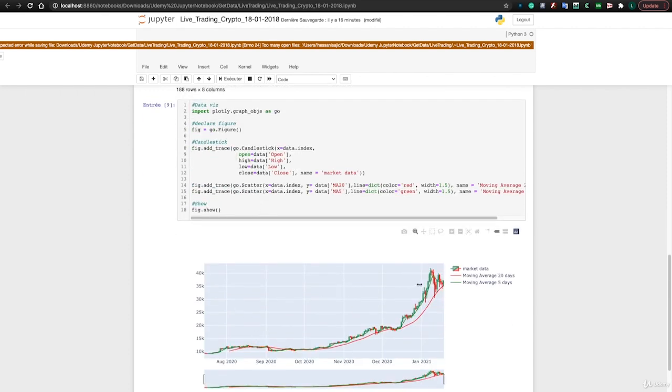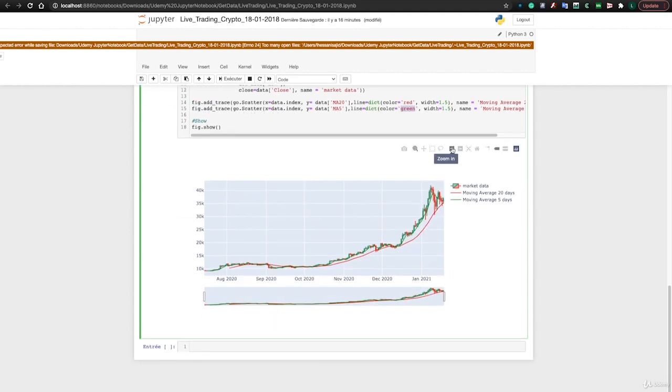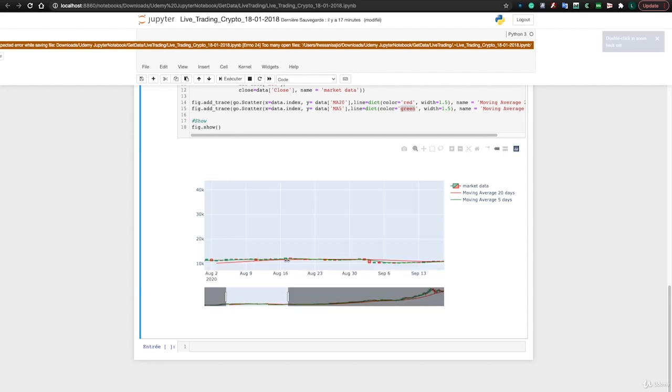Okay, great. For instance, if you look at the moving average, let's keep it in green. What's happening right here, for instance.